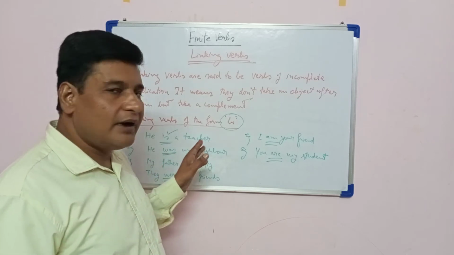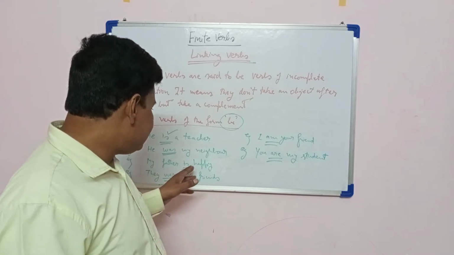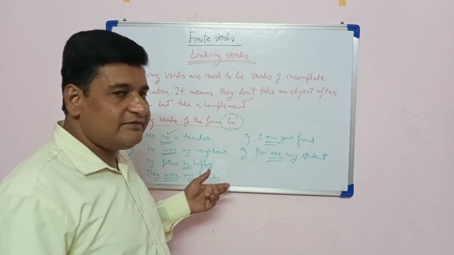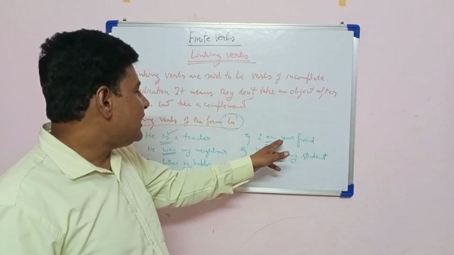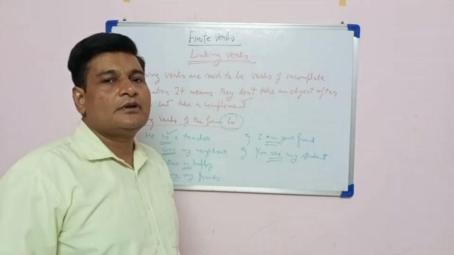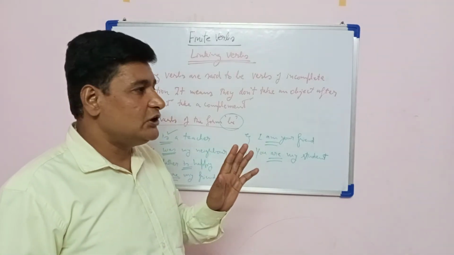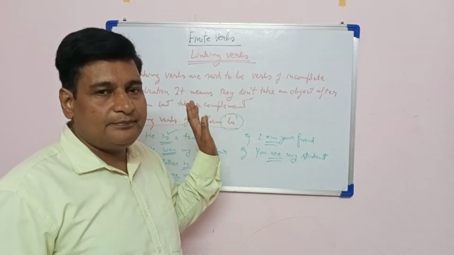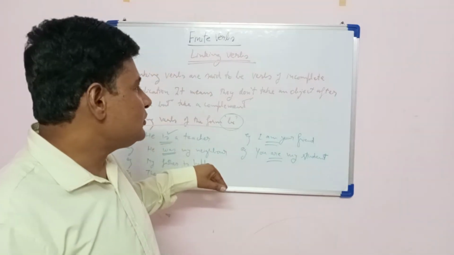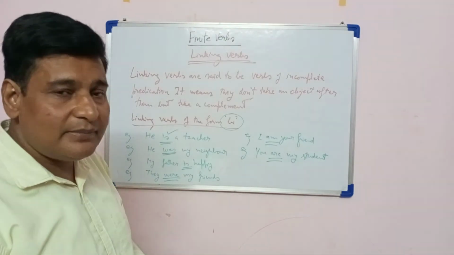He was my neighbor. My neighbor is a complement. My father is happy. So happy is a complement. They were my friends. My friends is a complement. I am your friend. You are my student. So these are all linking verbs and they are taking complements after them. Linking verbs will not take any object. So I hope it is clear till now. Those who want to write it, they may write. And now we will move further with some other examples.